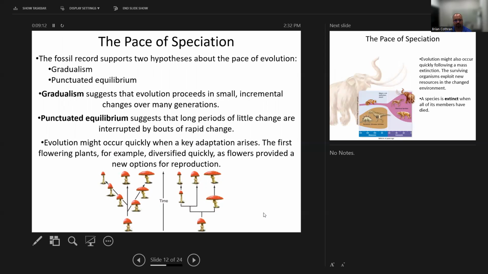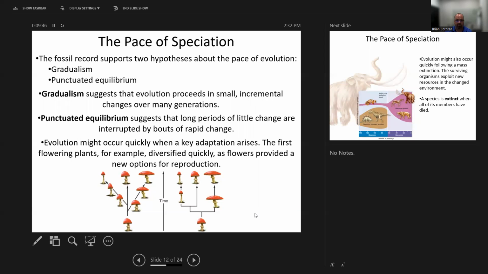Now, the fossil record supports two hypotheses about the pace of evolution. There's gradualism and punctuated equilibrium. Gradualism, again, suggests that evolution proceeds in small incremental changes over many generations. And if you remember back to our timeline, we started with chapter 12, Charles Lyell and Lamarck and all of them kind of got on board with gradualism, meaning that it takes long periods of time for generations to change. Punctuated equilibrium suggests that long periods of little change are interrupted by bouts of rapid change.